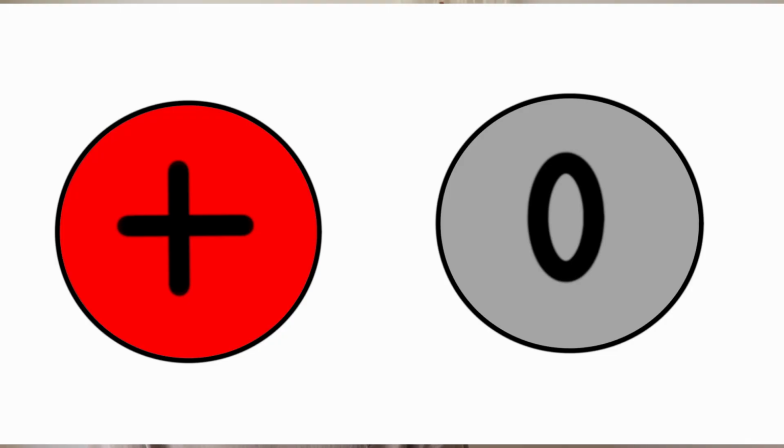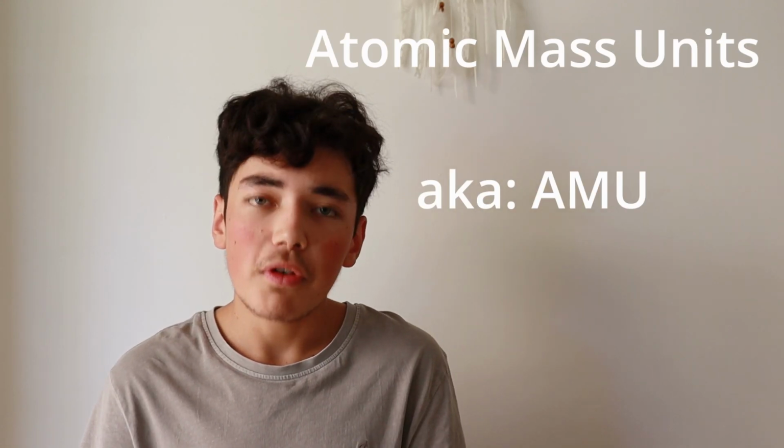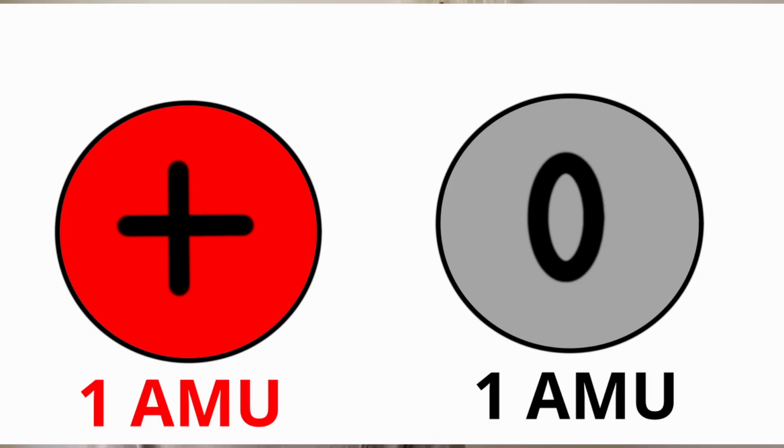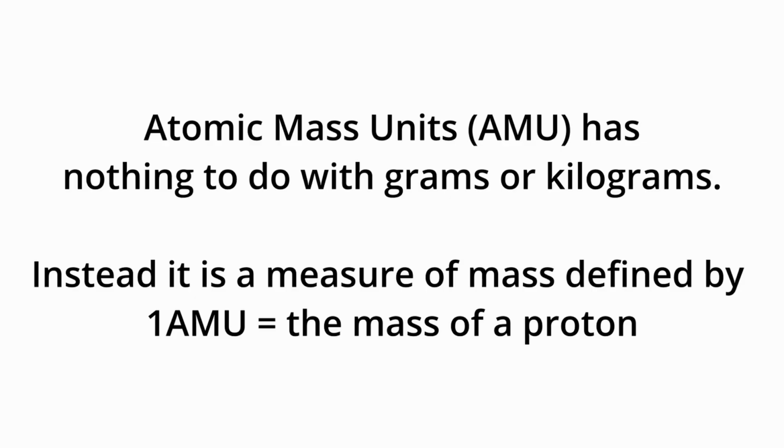The mass of a proton and a neutron are so small that we measure it in atomic mass units. One proton and one neutron is one atomic mass unit. It doesn't connect to conventional mass measurement at all because these particles are so small.